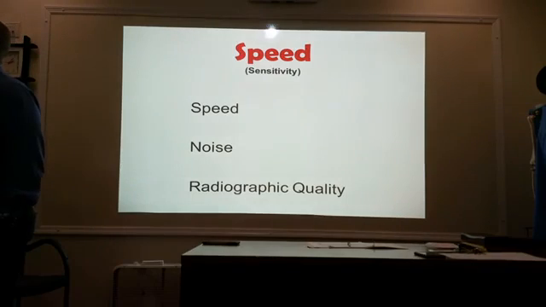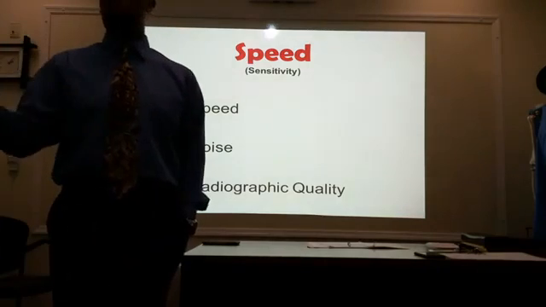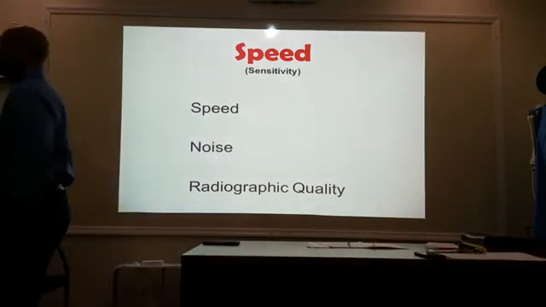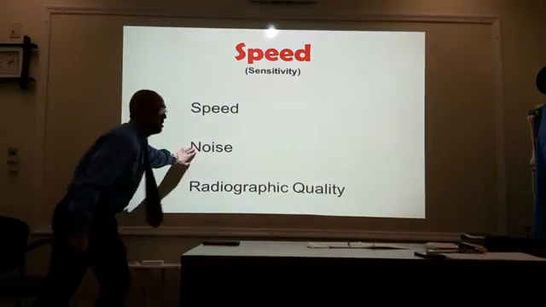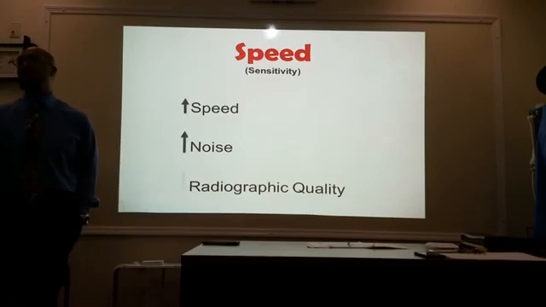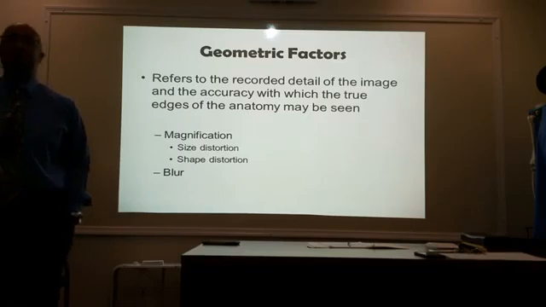All right. What do we know about speed? It doesn't matter if we're talking about film or intensifying screens. If anything is too fast, what happens to detail? You lose detail. So if you're losing detail, that also means you have an increase in what? Noise. Increase in speed, increased noise. What happens to quality? It goes down. We already know about this, so I'm not going to spend any time on this at all. Okay? So on film and intensifying screen, we know that fast is good for the patient, but bad for detail.